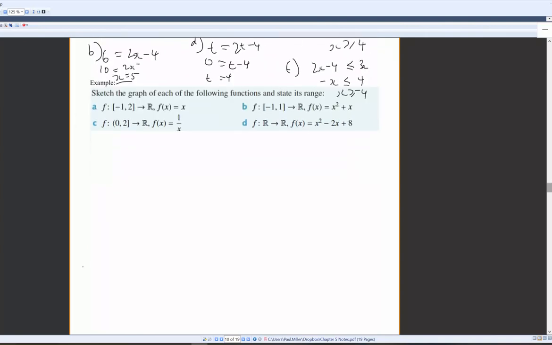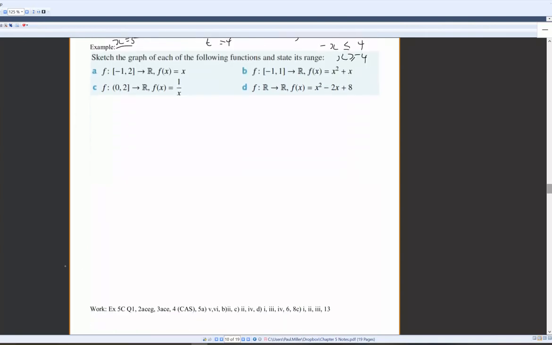Okay, so sketch the graph of each of the following functions and state the range. For this, we're not going to do a full sketch. We're just going to sketch so that I can actually pull out the range. I'm not going to do all the key features and that sort of stuff.